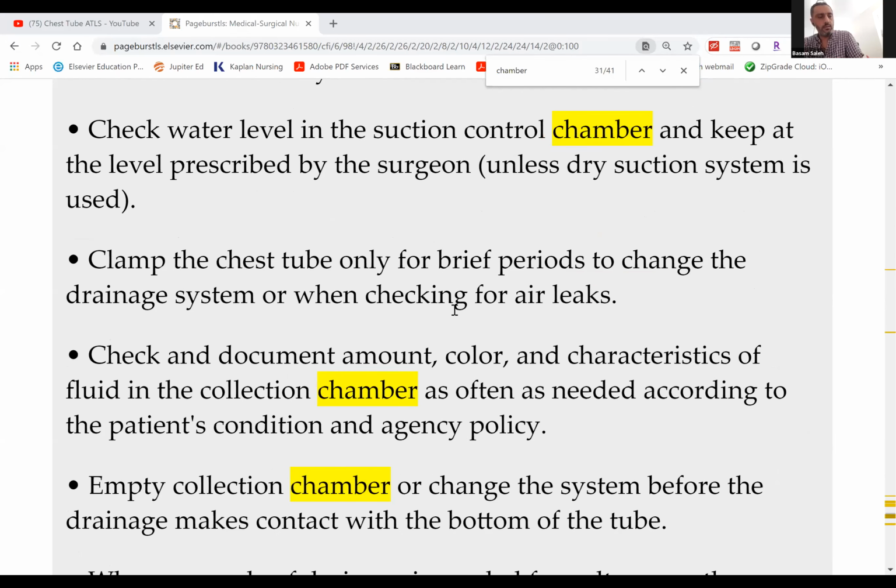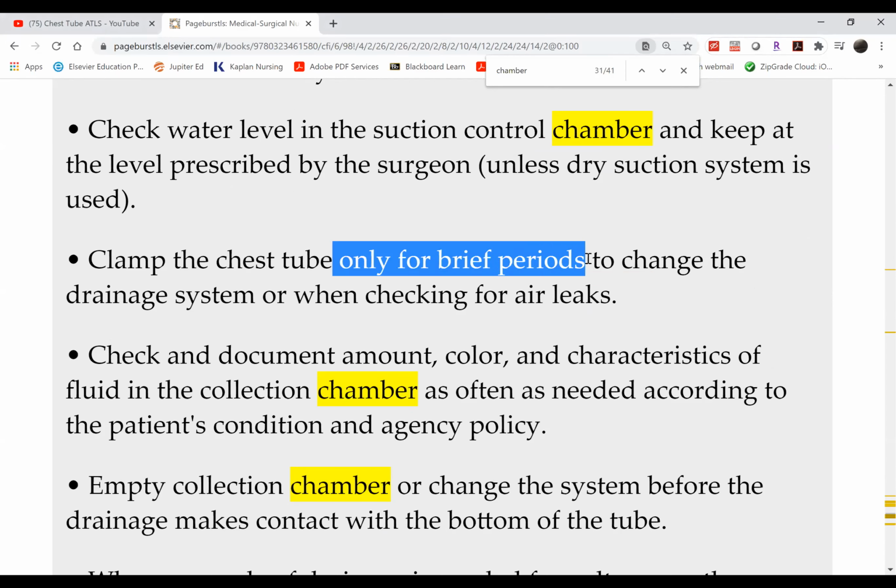Okay, clamping. There are only 2 instances where we clamp. In both instances, clamping should only be done for brief periods for obvious reasons. Why can't we clamp for a long time? Mention pneumothorax again. Right, because there will be no drainage of air or fluid, because clamping is equivalent to kinking the tube.